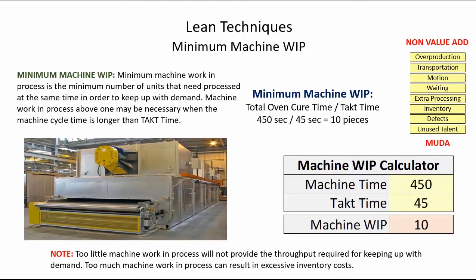As an example, if the total machine time is 450 seconds and the takt time is 45 seconds, the machine will need 10 pieces of work in process in order to keep up with demand. 450 divided by 45 equals 10 pieces of machine WIP. Note, too little machine work in process will not provide the throughput required for keeping up with demand. Too much machine work in process can result in excessive inventory costs.